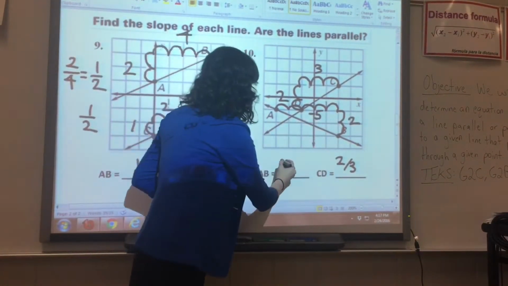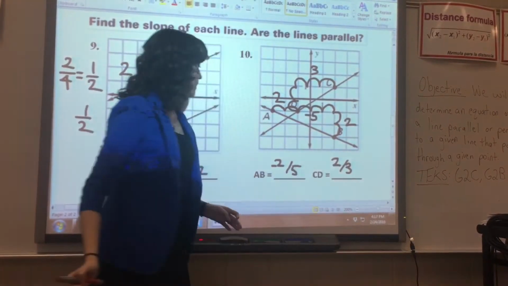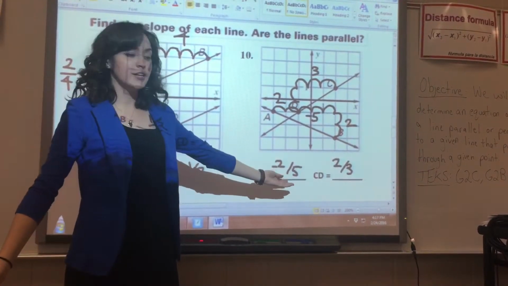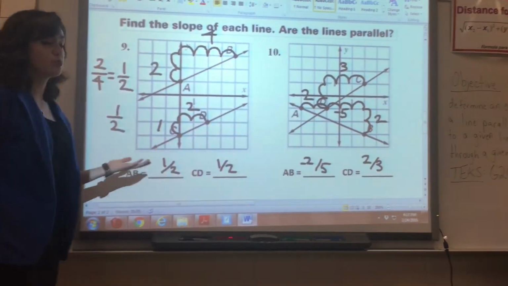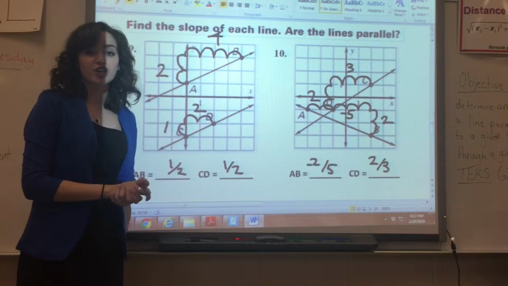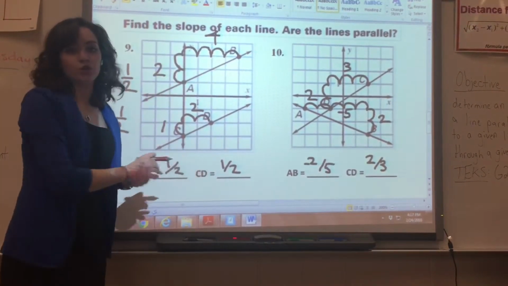So positive 2 and negative 5. So clearly seeing here, our slopes are not the same. And here, the slopes are the same. So we can make a conjecture and say that parallel lines have the same slope.